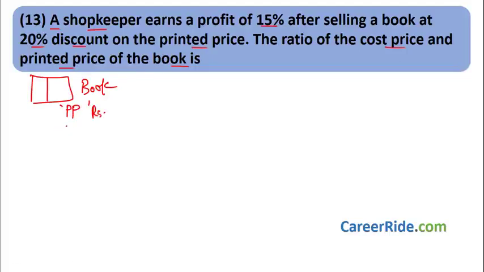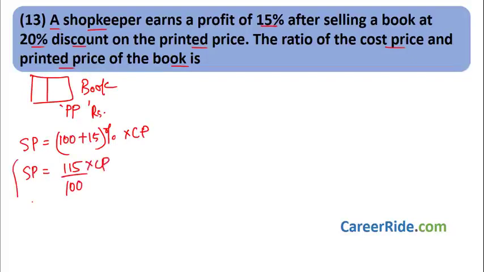Now the shopkeeper earns a profit of 15%. What formulas have we seen? What is the selling price if the person is earning a profit of 15%? 100 plus profit percent, that is 115 upon 100 times the cost price, right? Now, what have they given? They have also given that the shopkeeper sells the book by giving 20% discount on the printed price. So, selling price is also given by the 20% discount.